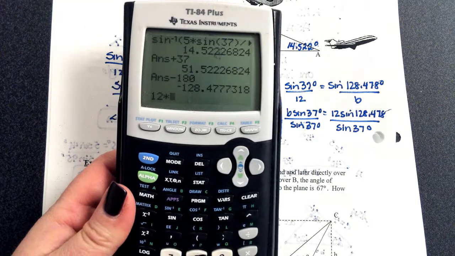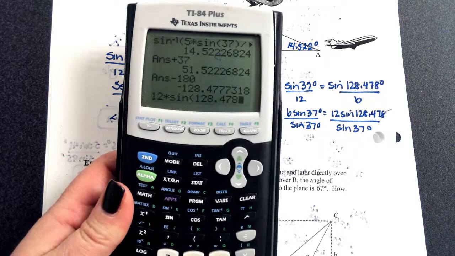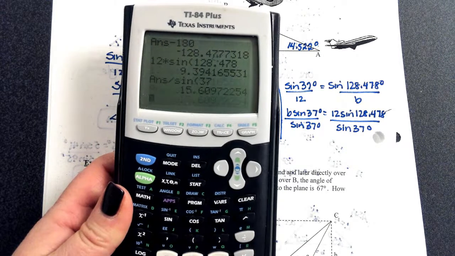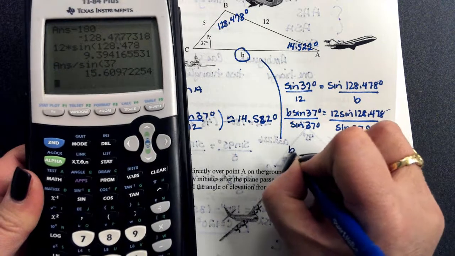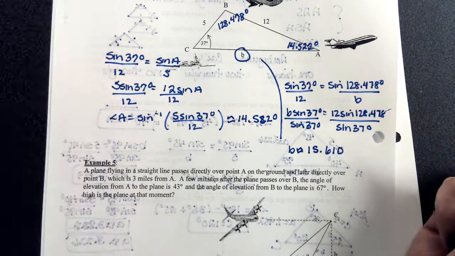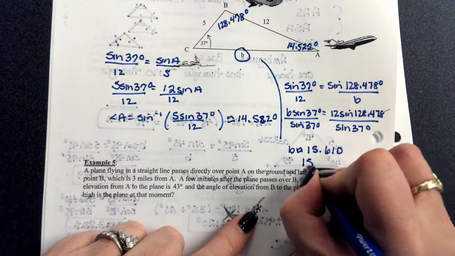12 times the sine of 128.478, divided by the sine of 37. So side B is going to be about 15.610. And my units is going to be kilometers.